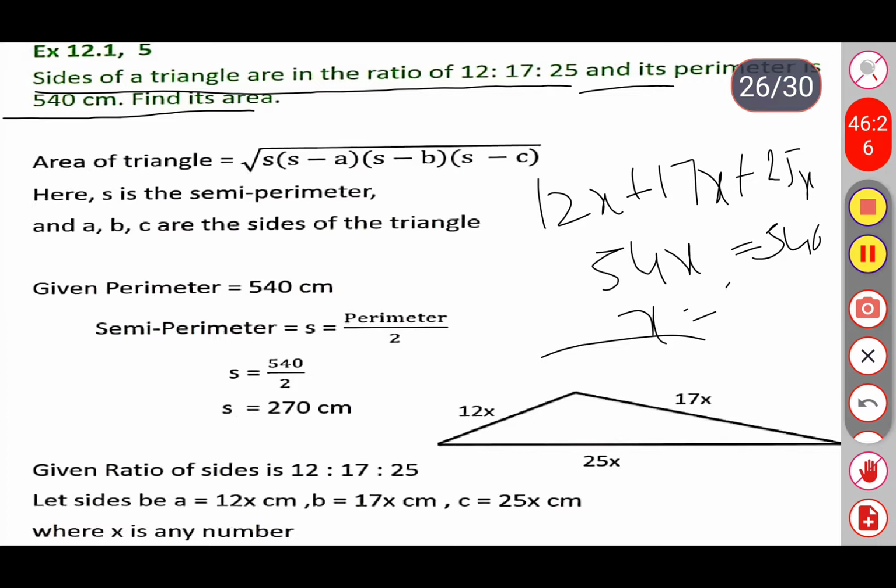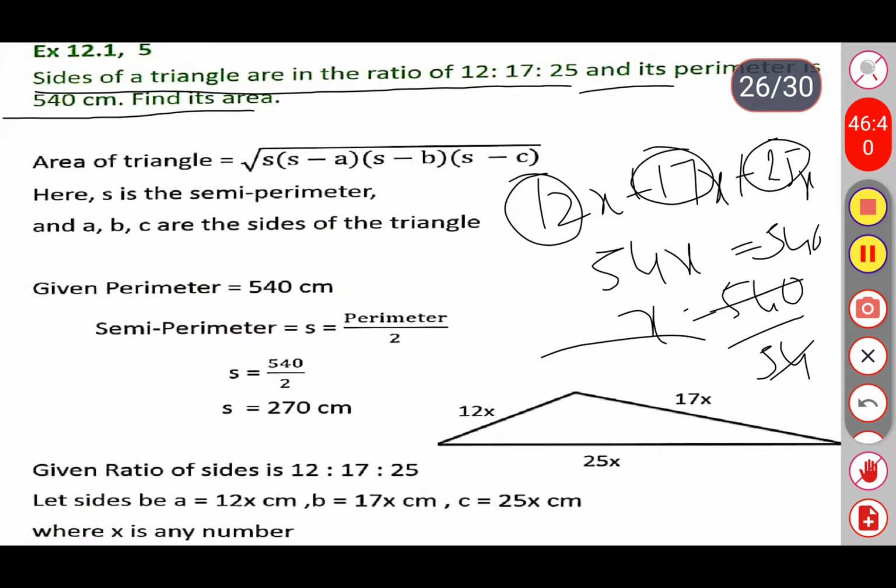Now x is equal to 540 divided by 54. 54 ones are 54, tens are 540. So the x value is 10, which means just multiply 10 with 12, 17 and 25. You will get the length of the three sides. 12x becomes 120, 17x becomes 170, 25x becomes 250.